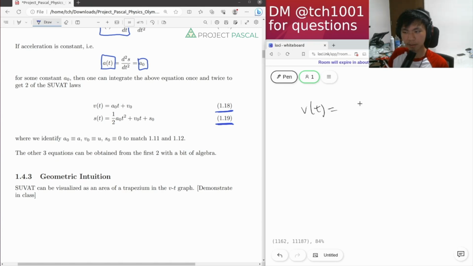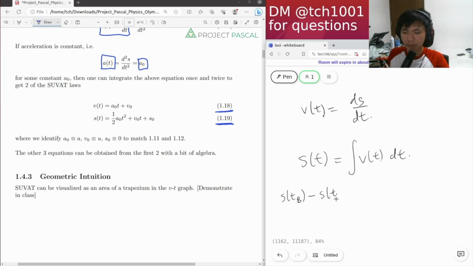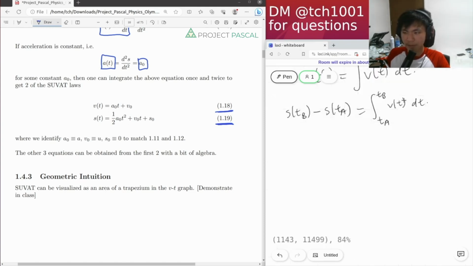Now geometrically, the Suvat equations can be thought of as the area of a trapezium, because we know that velocity is the derivative of displacement with respect to time. If we integrate both sides, we can see that displacement as a function of time is the integral of velocity with respect to time. Now if we plug in endpoints for this integral, Ta and Tb, we'll get that the difference in displacement between 2 times is equal to the definite integral from Ta to Tb of the velocity time graph.